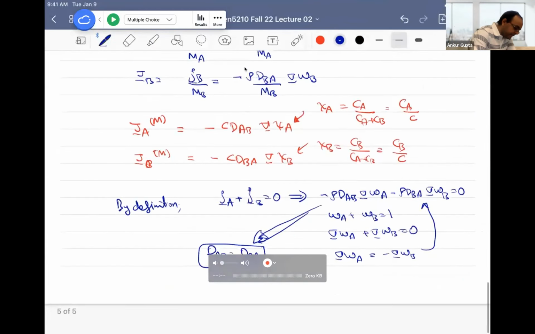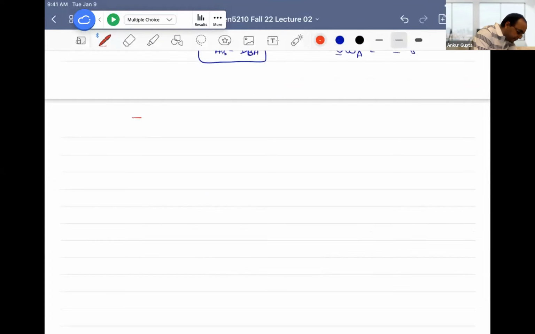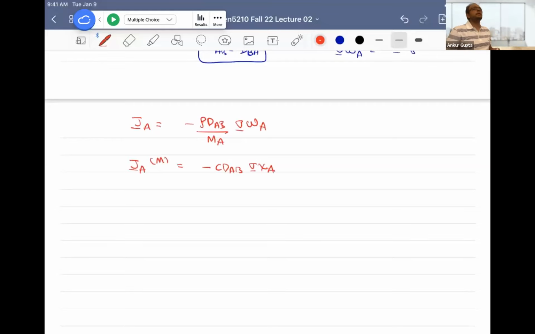By definition, JA is actually equal to minus rho DAB by MA gradient of omega A. Don't forget that even though it's a molar flux, it's defined on a mass average velocity. So this is my definition of JA, whereas my JA of M is actually minus C DAB gradient of chi A. So my C gradient of chi A. And so these are two different definitions. They are not going to be equal.